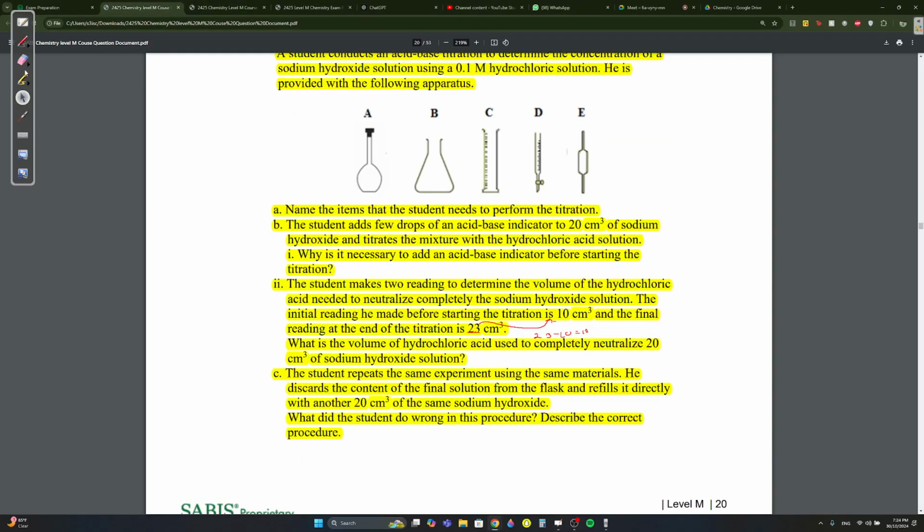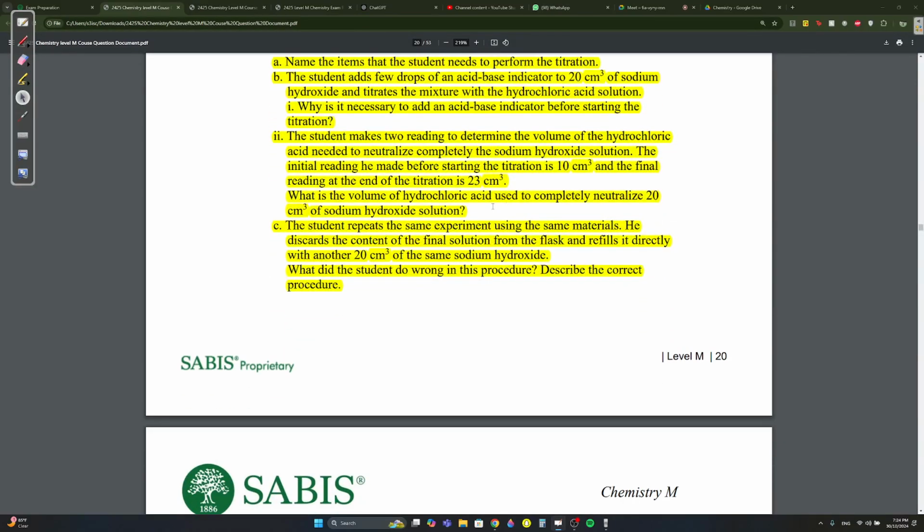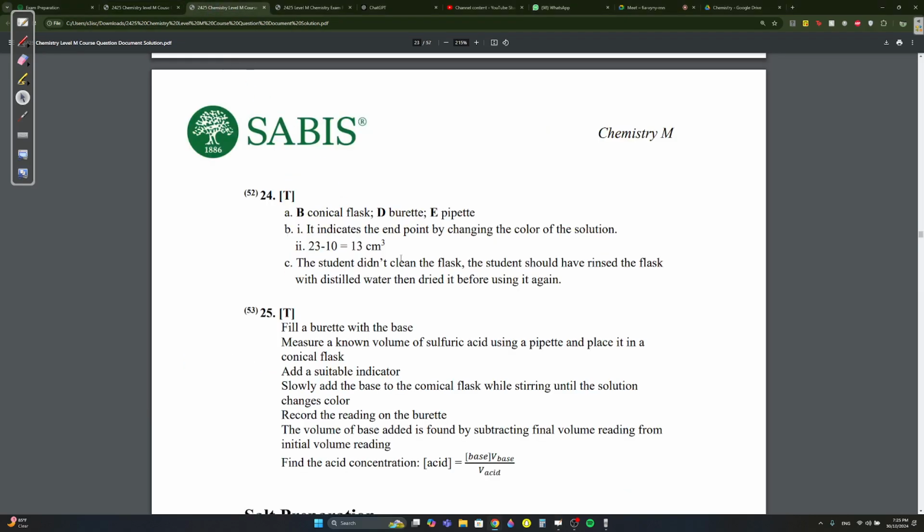Alright. Part C. The student repeats the same experiment using the same materials. He discards the contents of the final solution from the flask and refills it directly with another 20 centimeter cube of the same sodium hydroxide. What did the student do wrong in this procedure? Obviously contamination, right? He didn't clean the flask.